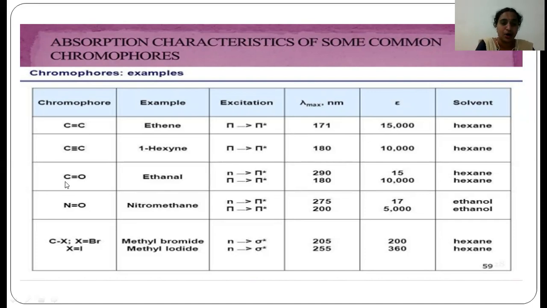If you take the carbonyl molecule, non-bonding electrons are present on the oxygen. In this molecule, pi to pi star transitions and n to pi star transitions take place. For n to pi star transitions, because non-bonding electrons are very loosely held, absorption takes place at 290 nanometers, whereas pi to pi star transitions take place by absorbing light at 180 nanometers. These are all examples of chromophores, because these compounds absorb light in either the ultraviolet or visible region.